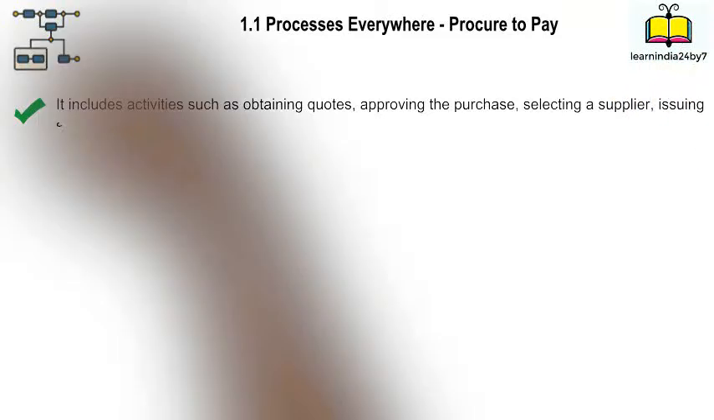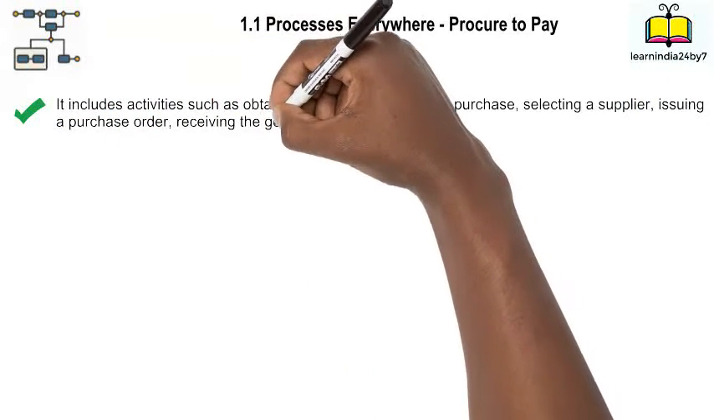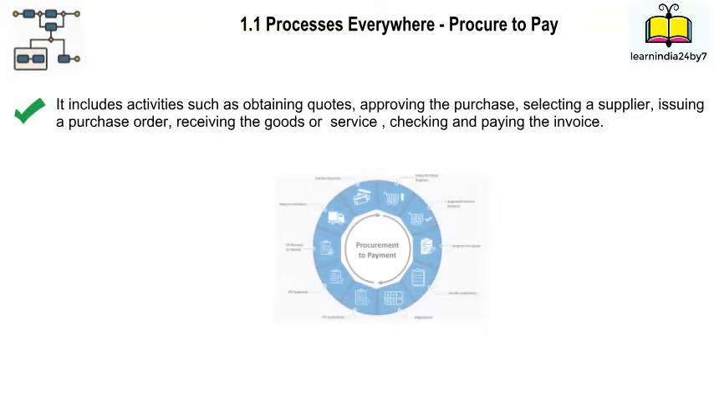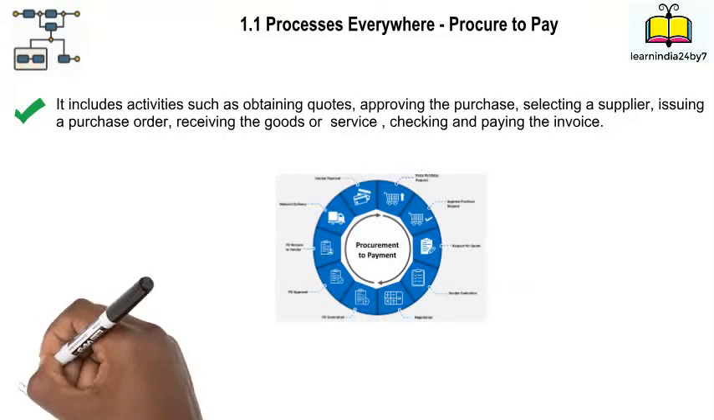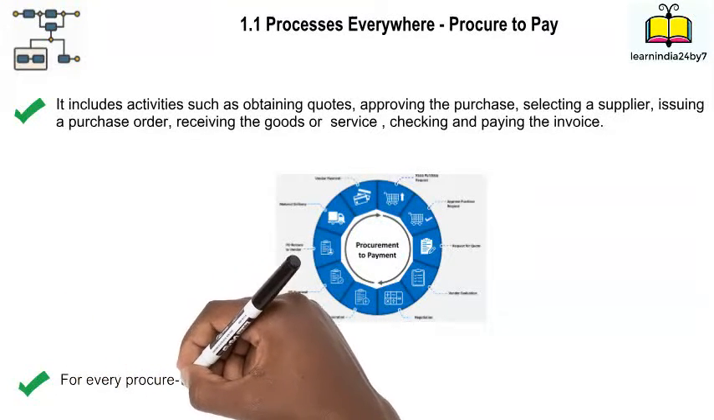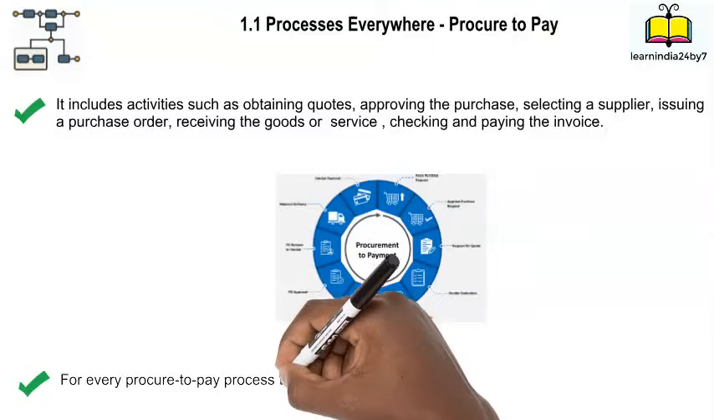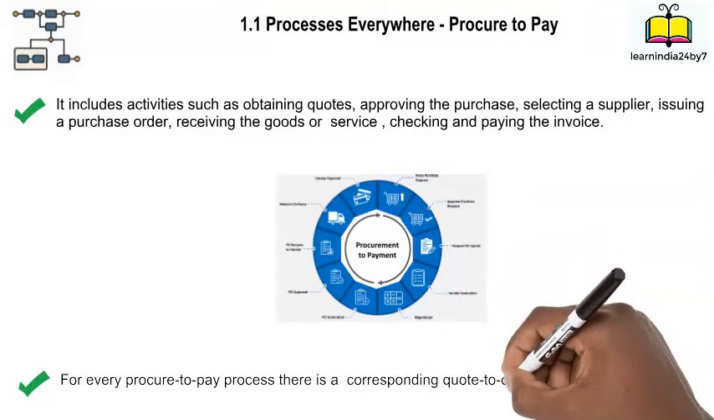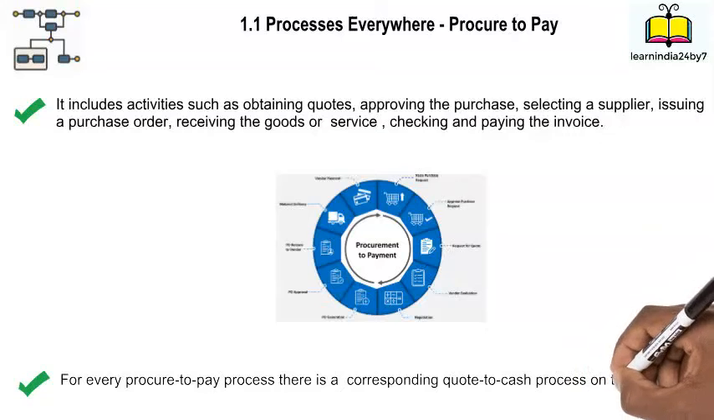The procure to pay process includes activities such as obtaining quotes, approving the purchase, selecting a supplier, issuing a purchase order, receiving the goods or service, and finally checking and paying the invoice. For every procure to pay process, there is a corresponding quote to cash process on the supplier side.